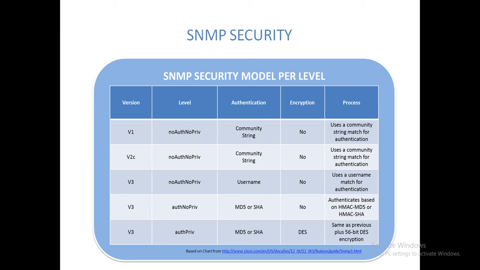Then finally, this is the most secure model. You have the authentication and privacy. This is recommended. Whenever you configure SNMP, make sure you configure it with SNMP version 3 with the security model authentication and privacy. For authentication it is recommended to go for SHA, and for encryption it is recommended to go for Advanced Encryption Standard.